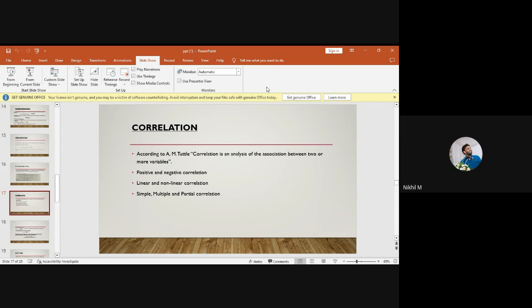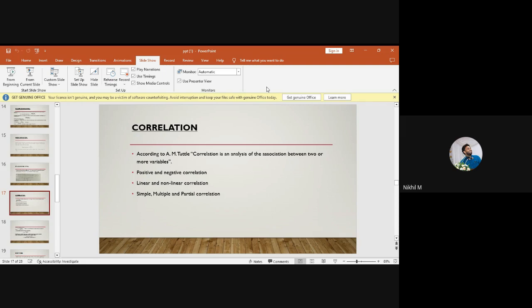The first one is positive and negative correlation. The second is linear and non-linear correlation. The third is simple, multiple, and partial correlation. Positive and negative correlation means that when the values of two variables move in the same direction, the correlation is called positive correlation.